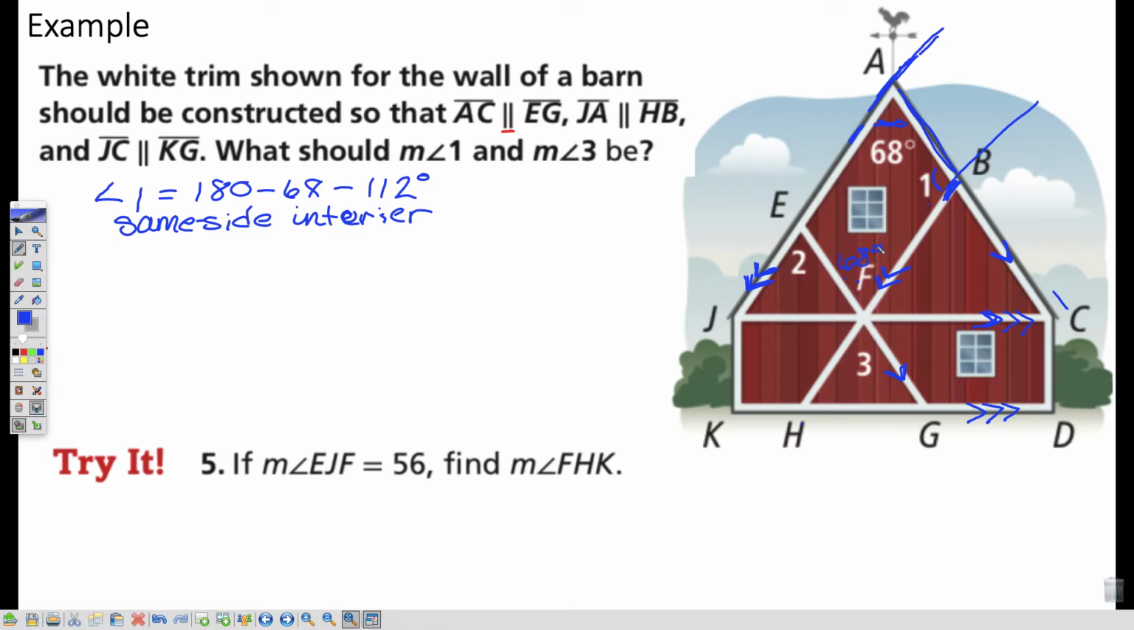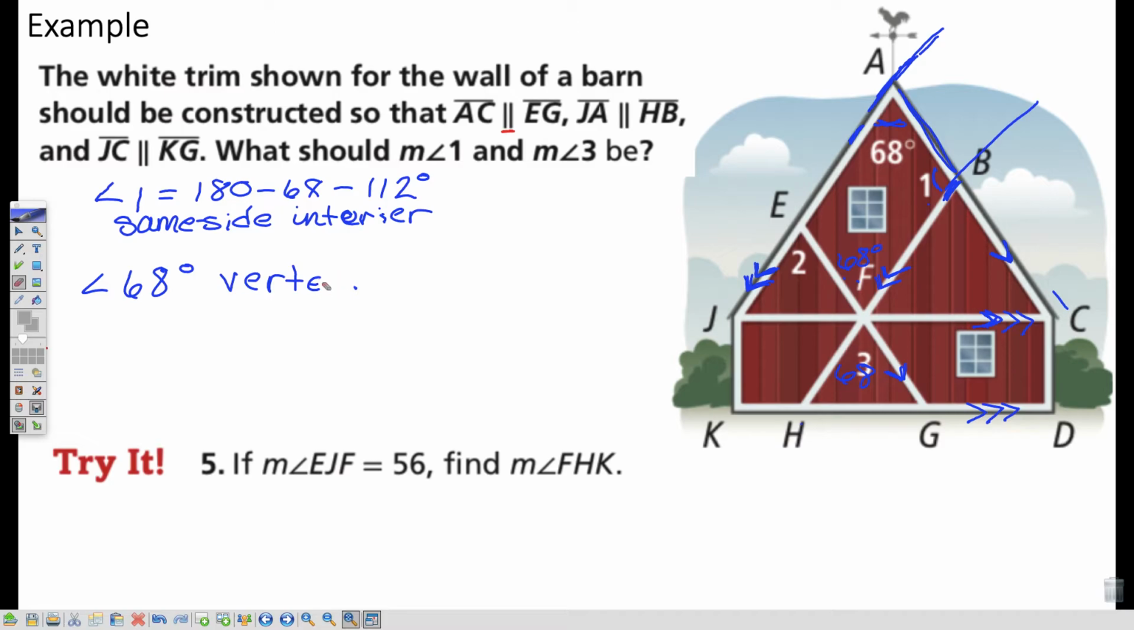And 3 is vertical, so it would also be 68. And so angle 3 is 68 by what? Vertical. Vertical with what? Vertical with angle F. Yeah. And vertical with angle F.